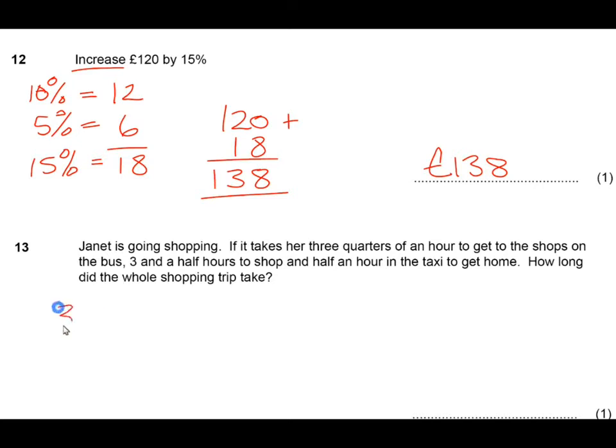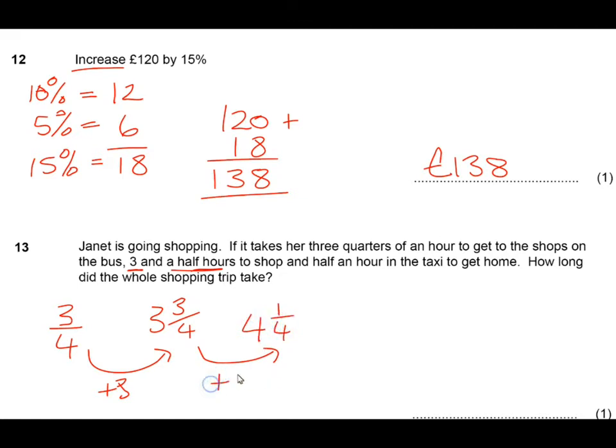So we have 3/4 of an hour. And then if we break it down in steps, we can add the 3 hours first. So we end up with 3 3/4 hours. Then we can add the half hour. If you think of your clock and you go round another half hour, it would take us to 4 hours and 15 minutes, or 4 1/4 hours. And that's because we've added a half.